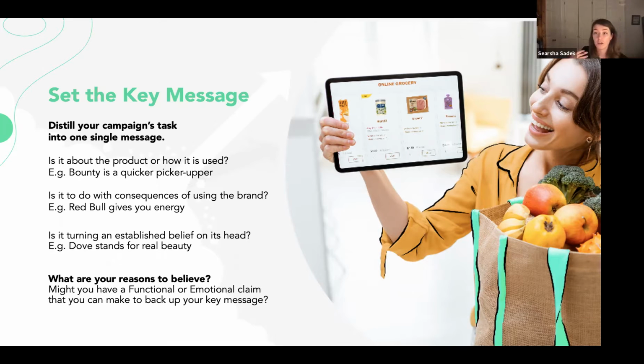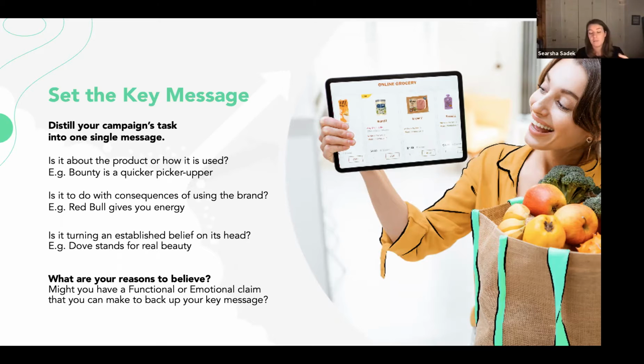Or turning category norms or established trends on their head. So Dove stands for real beauty in a category where beauty was about enhancing and changing and covering up. They took a stand and said, we want to be about real women, for example. So what's that single message that you want to communicate? What do you want to say about your brand?